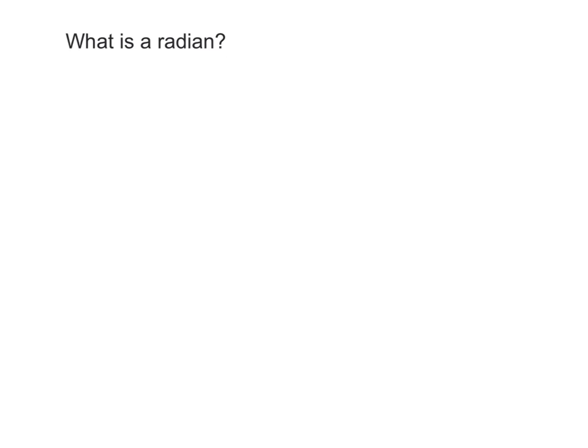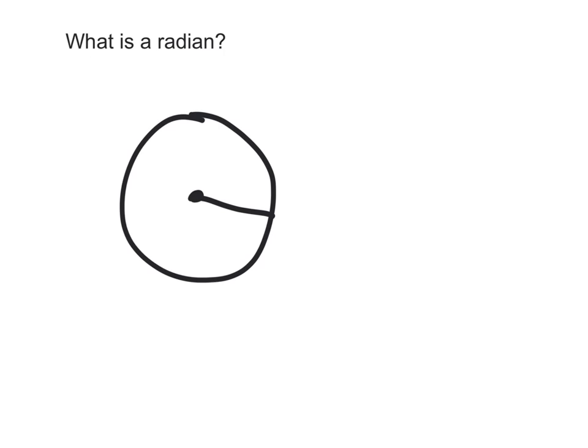What is a radian? A lot of people can tell you how to go from degrees to radians and from radians to degrees, but not many people can actually tell you what a radian is. You can define radians as the ratio of arc length to the length of the radius of a circle.